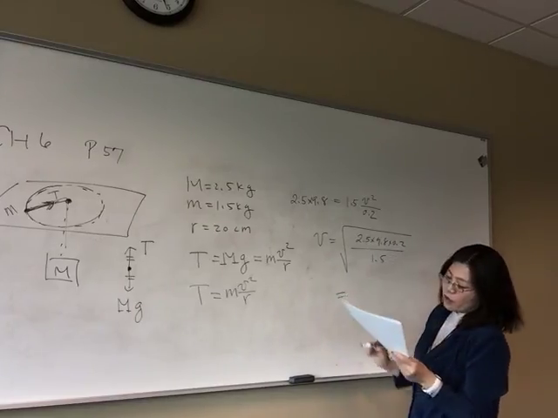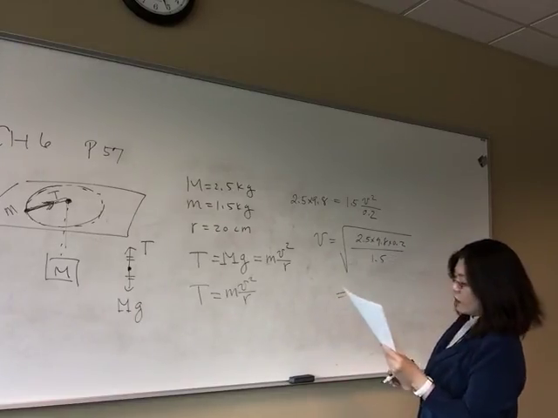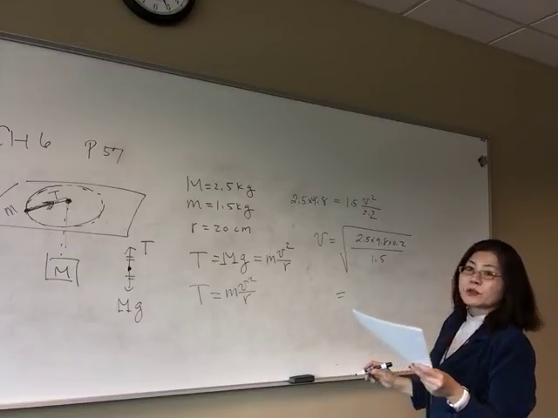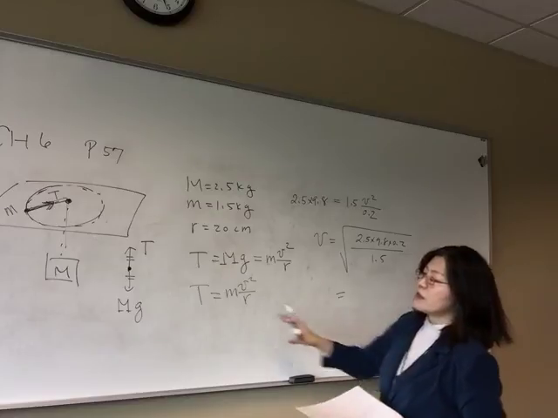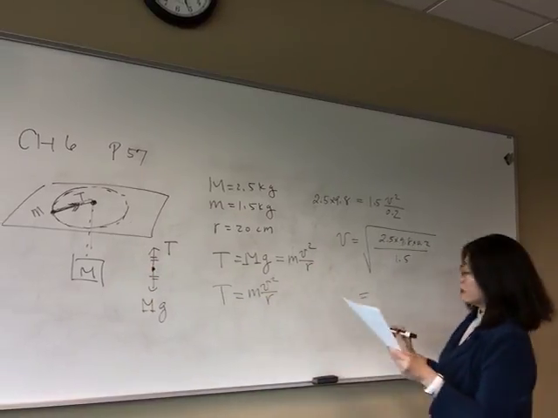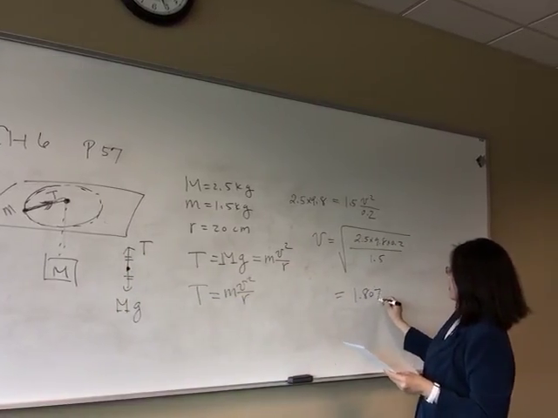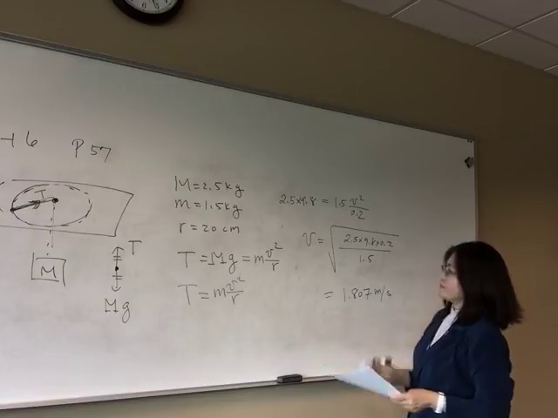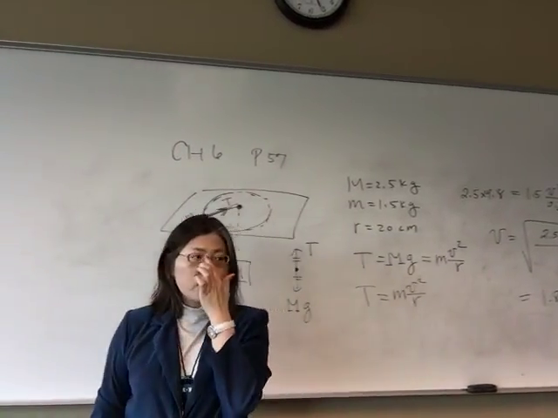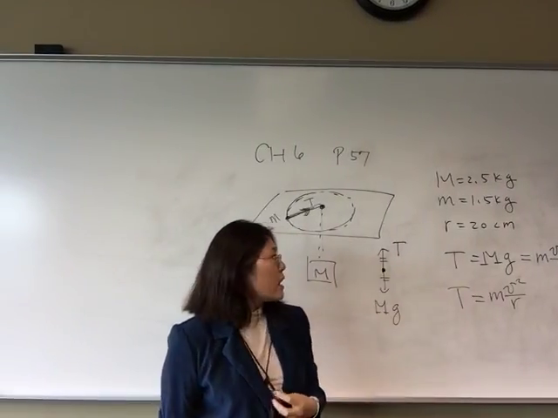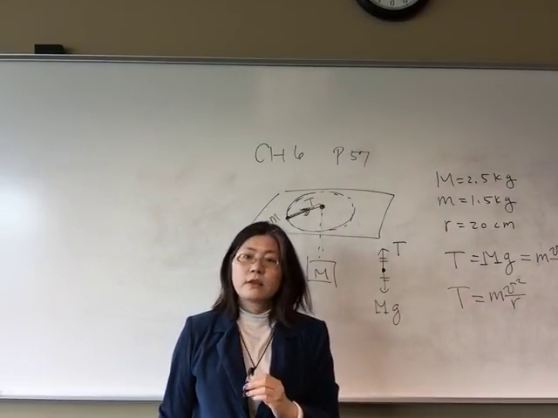So after you do the calculation, you'll get the velocity, how fast it has to move in order for the cylinder to be at rest. That will be 1.807 meters per second. Okay, so that's a simple problem dealing with the centripetal force and the tension.